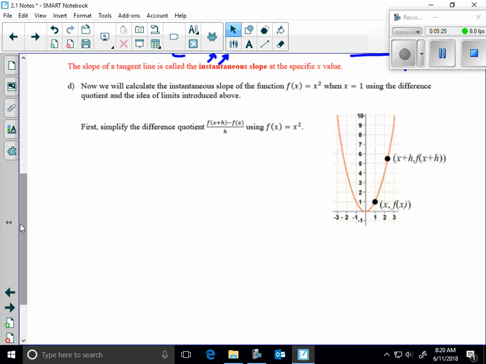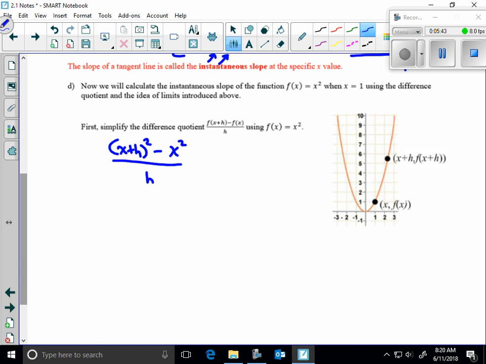So let's use this idea of the difference quotient to find out what the instantaneous rate of change would be when x equals 1. You could probably make a hypothesis about this, but I'm going to go ahead and use the difference quotient. So f of x plus h minus f of x over h, I'm going to FOIL that, x squared plus 2xh plus h squared. That's that first expression FOILed out, minus x squared over h.